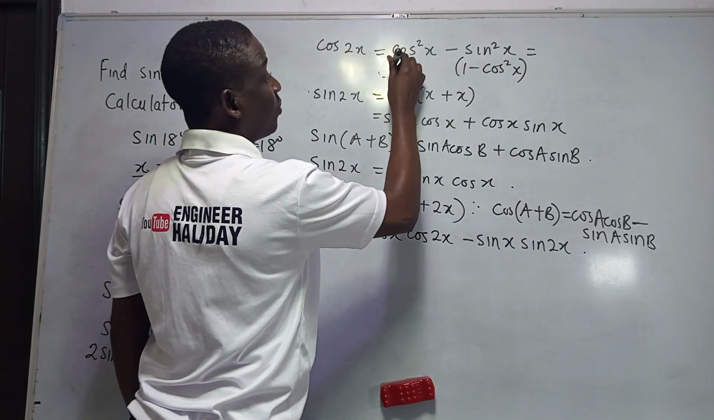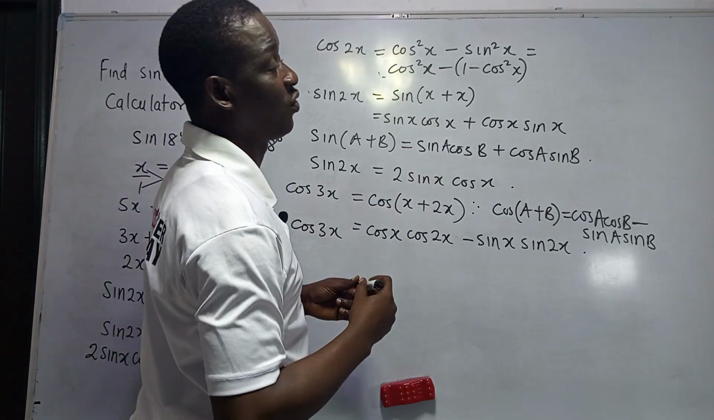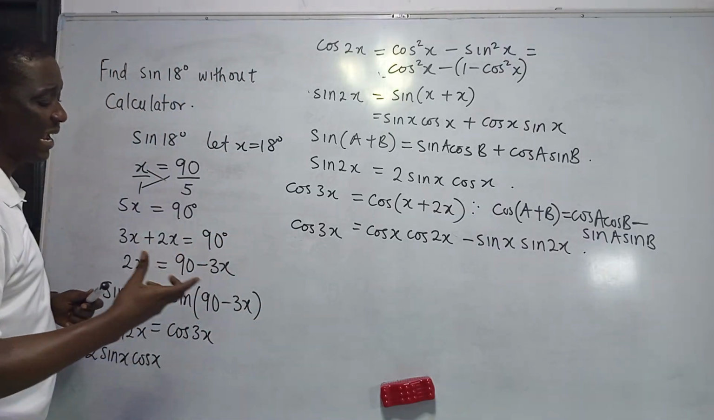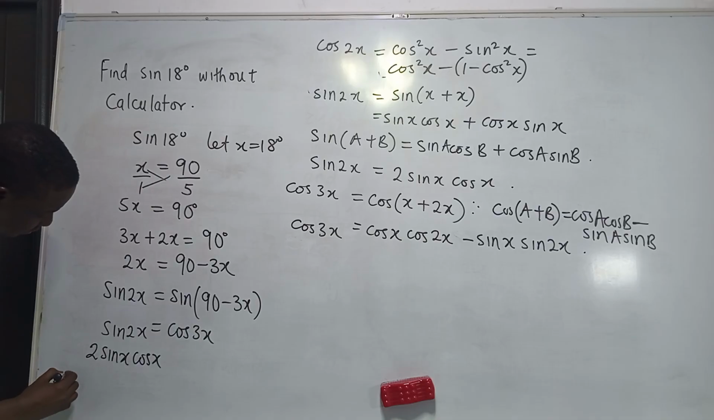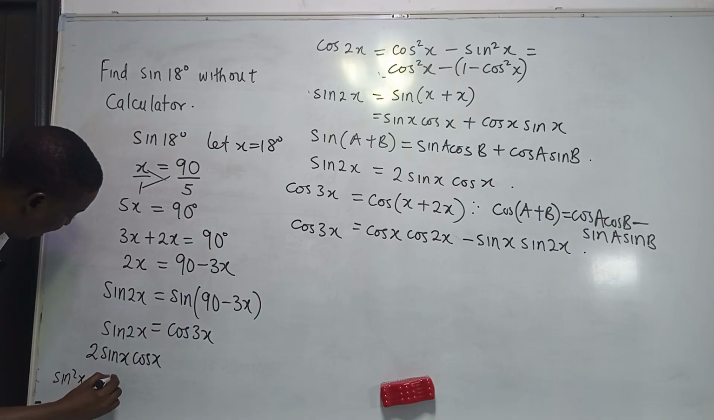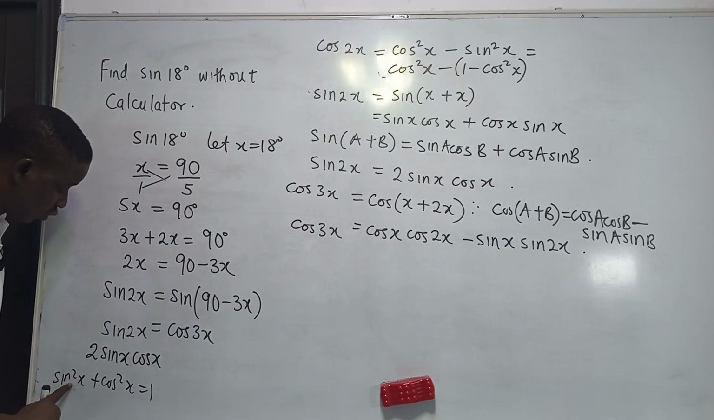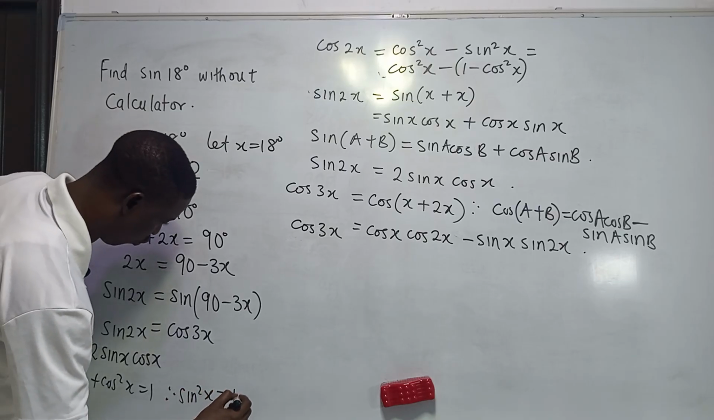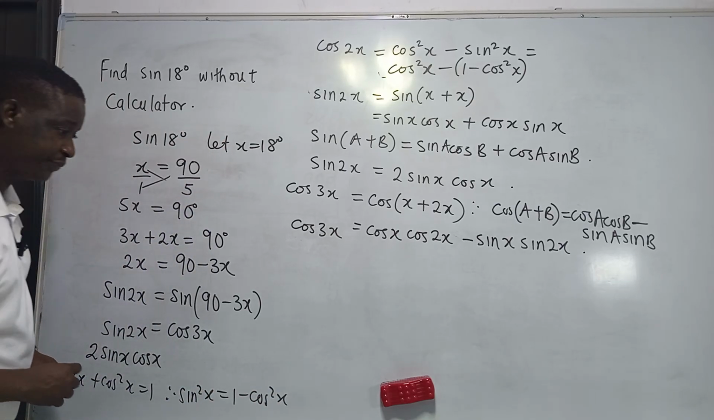Don't forget that cos square x plus sine square x is equal to 1, which we all know. Therefore, if you take cos to the other side, I would have sine square x is equal to 1 minus cos square x. And that's what we have gotten there.